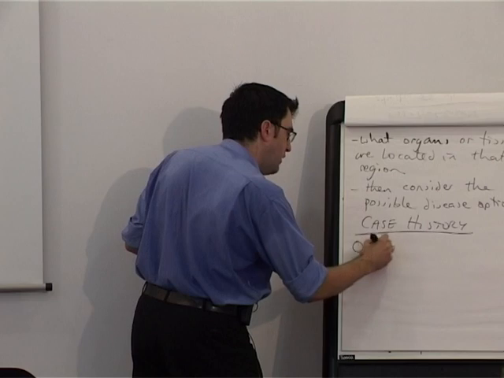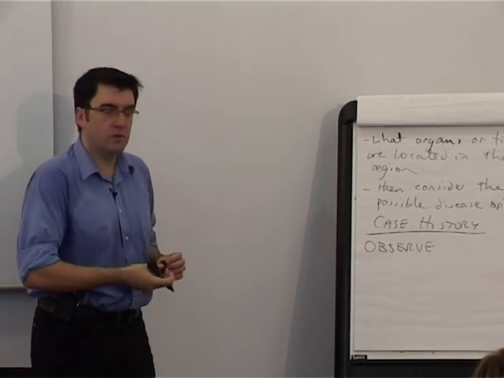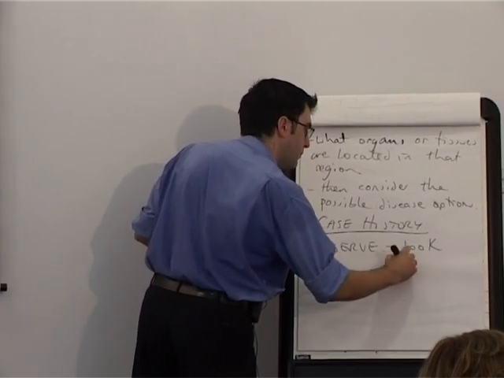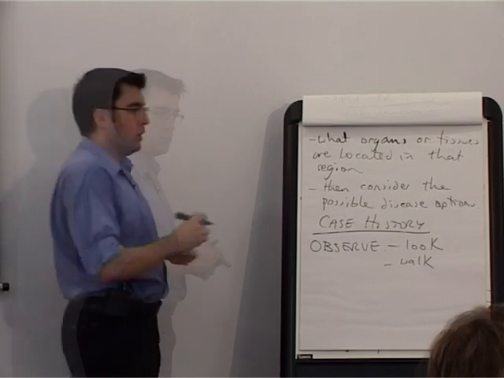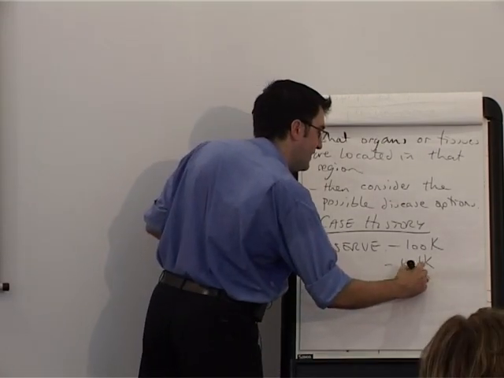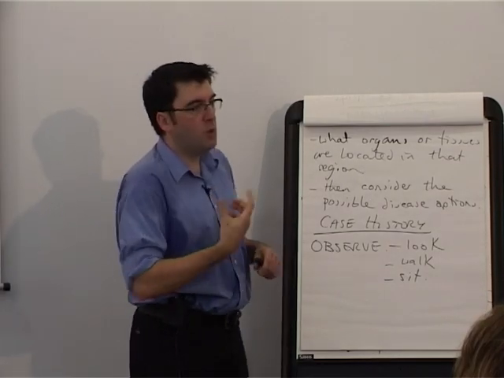So the first thing that you need to do is to observe your patient. Observe the way that they look. Observe the way that they walk. Observe the way that they sit. All of these can give indications as to what may be going on.